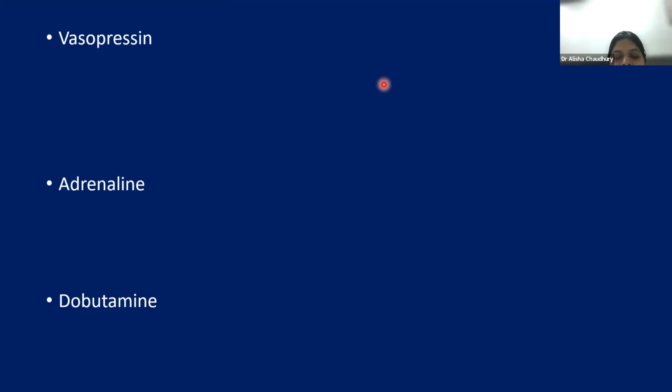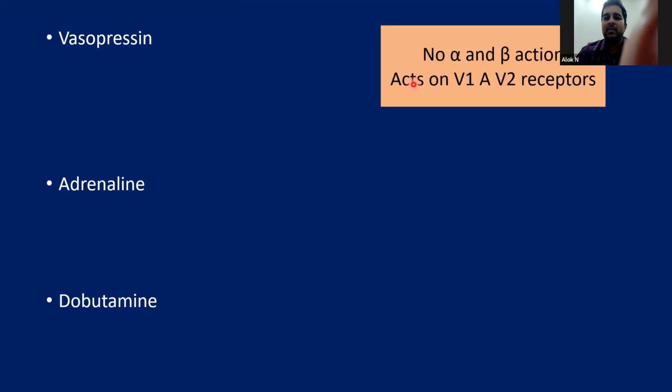Okay, somebody has replied beta 2, but that is incorrect. Vasopressin acts on V1 and V2 receptors. So that is what I mentioned. No alpha and beta action, it exclusively acts on V1A and V2 receptors.